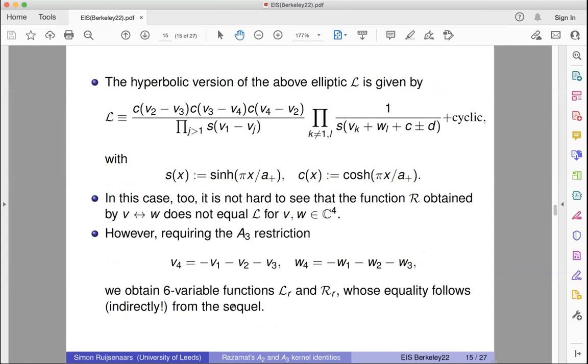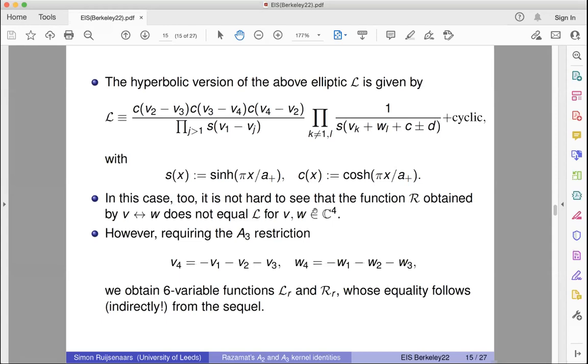The hyperbolic version of the elliptic L that you saw there is right here. So these are cosh and these are sinh. And remember, I fixed the choice of period. So again, this is a shorthand that will make it possible to get formulae on one line. Now, even in this case, it's not the case that it's symmetric under the interchange of V and W. So you have to look at it in a slightly different way to see they're equal.